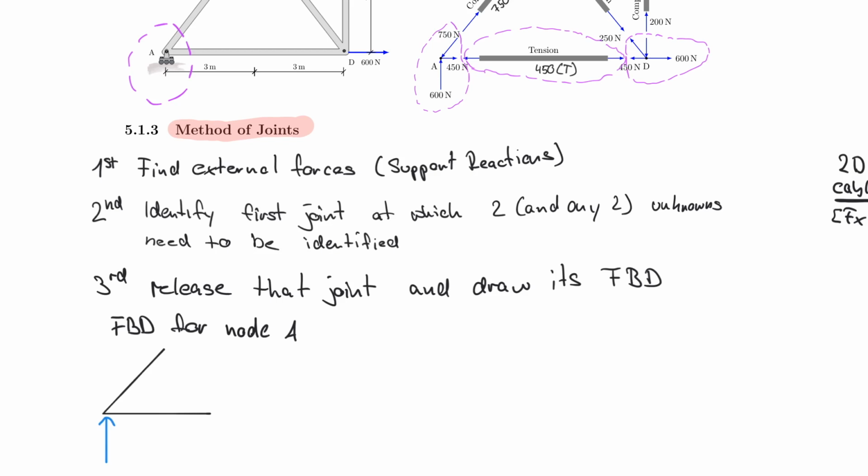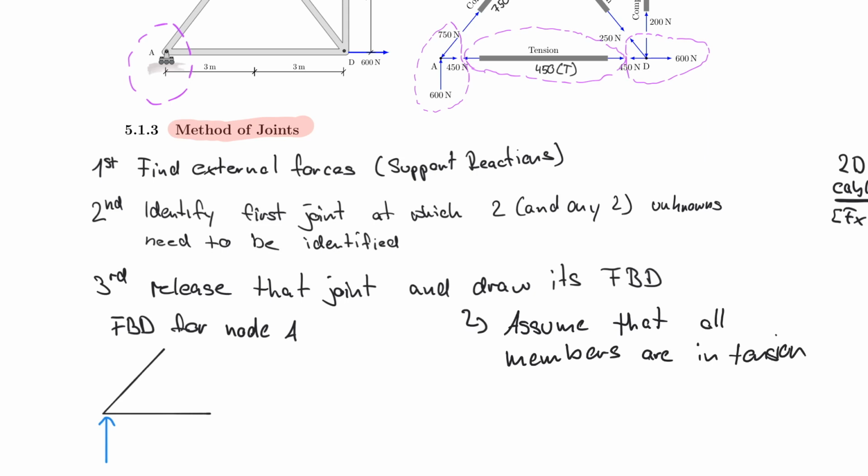And now in step 3A, you make an important assumption. You assume that all members are in tension. Now, what does that mean? That means that we have member AD down here and AB up here. And if you assume them to be in tension, then it would look as follows. I use purple for that. So you have them to be in tension.